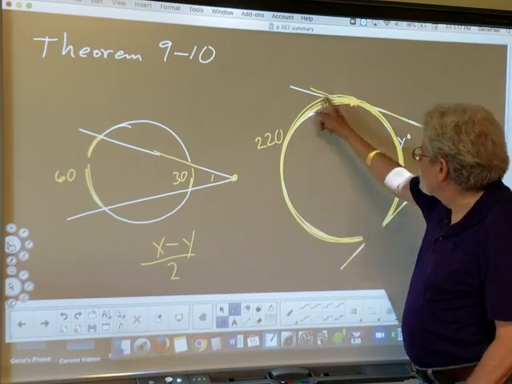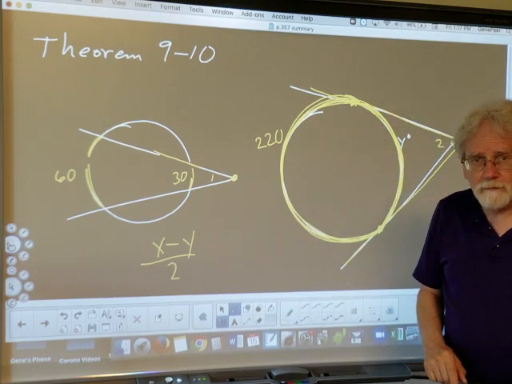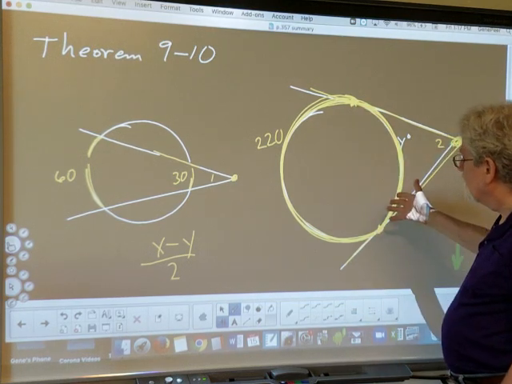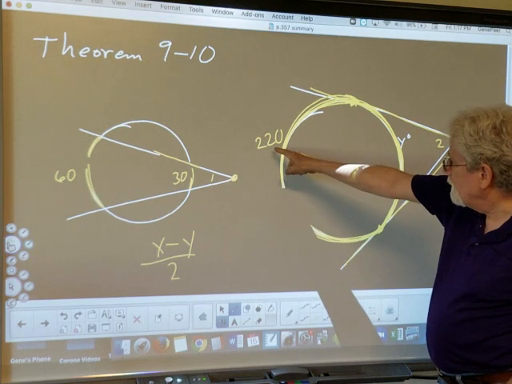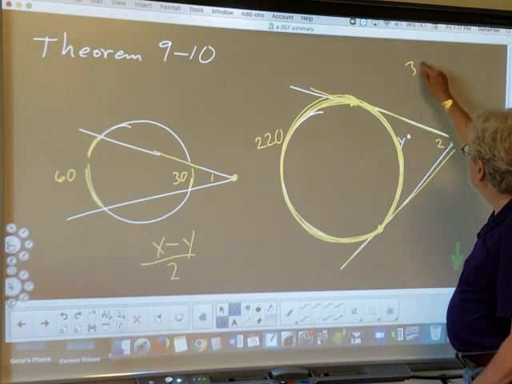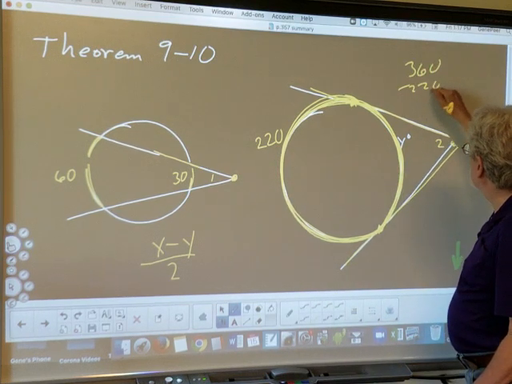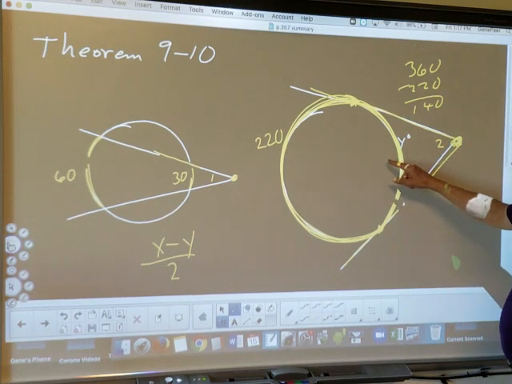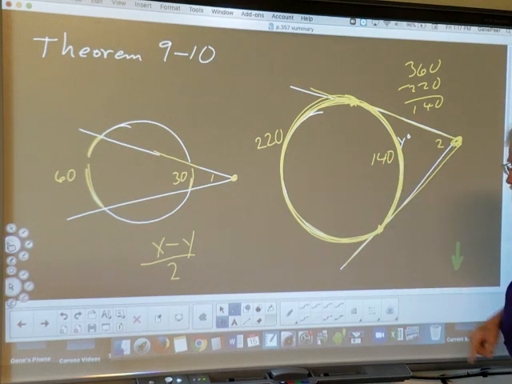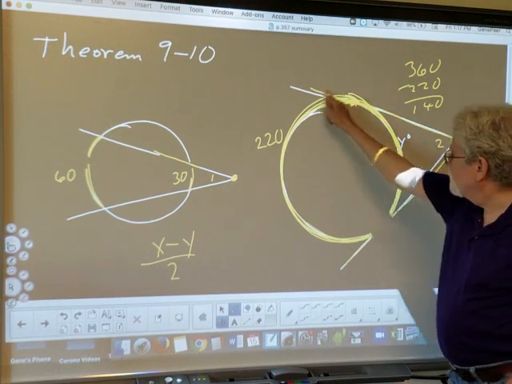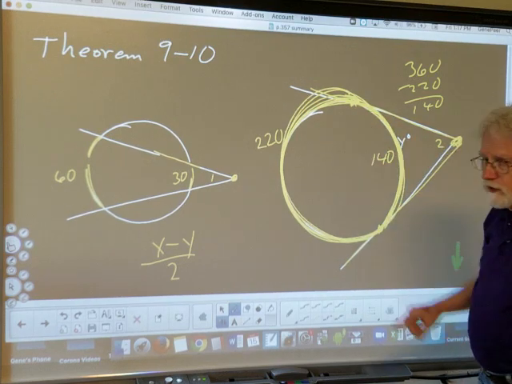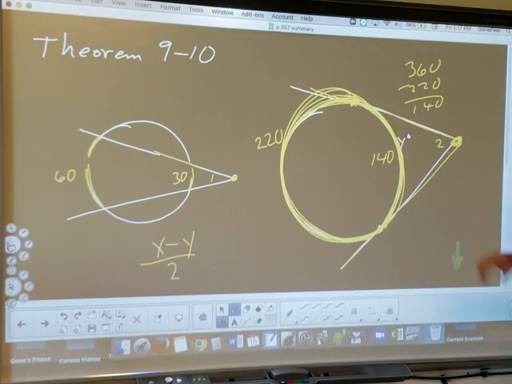Of course, the whole circle's got to be 360. And these 2 tangent points split the circle into just 2 parts. 220 is sitting here. What's that leave for y? 360 minus 220, we end up with 140. So our arc y has a measure of 140, because these 2 arcs have to add up to 360. Oh, so we're done. It's 140. No, no, no, we're not done.